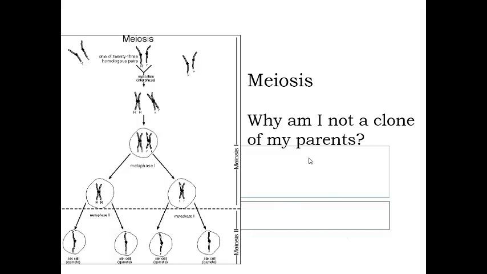Okay, folks, so in this presentation, we're going to be talking about the process of meiosis, which is a type of cell division that produces the reproductive cells of sexually reproducing organisms. And if you look at this diagram, you can see here that this cell is divided, and we end up with these four sex cells after each division.